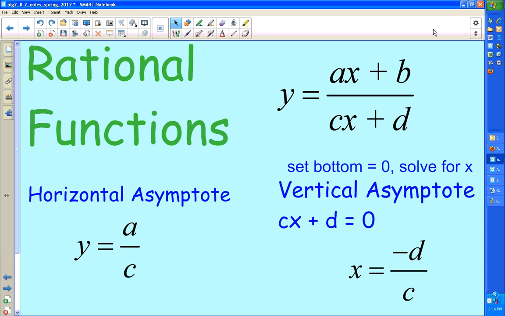But if you are in this form and you have an x on the top and an x on the bottom, whether you're multiplying or not, your horizontal asymptote is going to be y equals a over c.